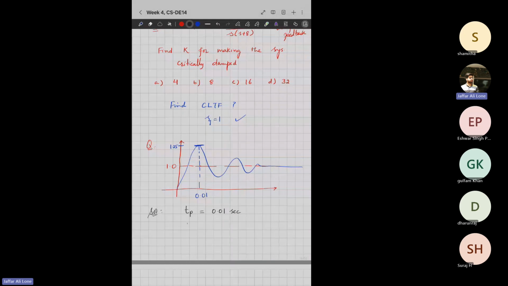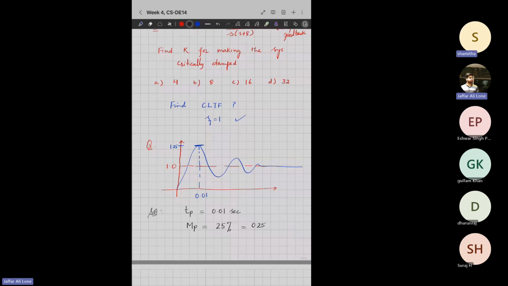And what is your MP? Can anybody tell me what your MP is? 1.25? No, it's not 1.25. 1.25 is the scale. Your system had to settle on 1, but initially it's going above 1. It's going to 1.25, which means it's going 25% beyond 1, right? So if it is going 25% beyond, then your MP should be 25%, or 0.25. Did you get it?